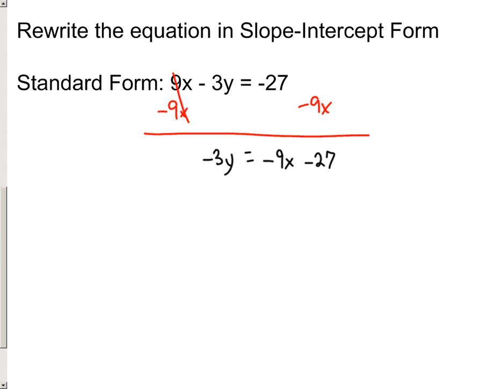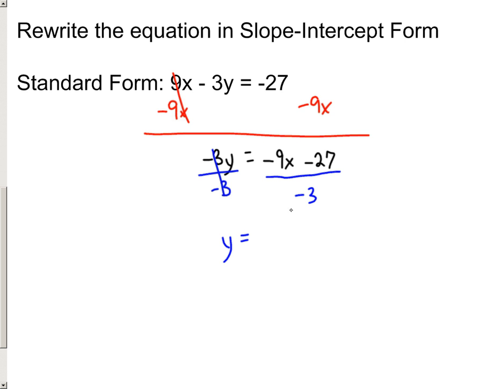The last thing you have to do is get rid of this negative 3 multiplying the y. Since it's multiplying, let's divide. Negative 3 by negative 3 is positive 1, so there's the y. And now we need to divide this entire right side by negative 3.